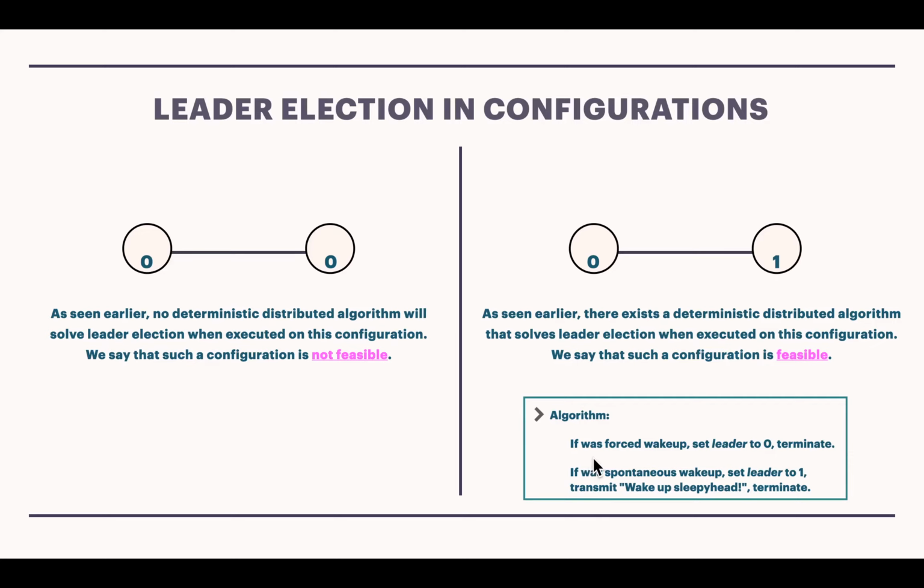The point is that the node with tag 0 is going to spontaneously wake up. And then after it wakes up, it's going to transmit in its first time slot. That transmission is going to forcefully wake up the other node that has tag 1. The spontaneously woken node is going to set its leader variable to 1, and the forcibly woken node is going to set leader to 0, and leader election will be solved.